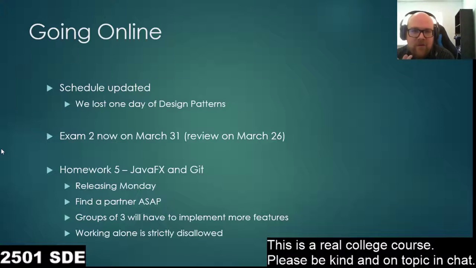But anyway, back to homework 5. So preferably a group of 2. A group of 3 will be allowed, but you will have additional requirements. Certainly, I won't be taking pictures of any students, by the way. This is part of why I'm doing Twitch, so that students' video cameras don't come up here at all. From there, working alone is strictly disallowed on homework 5 because we will be using Git. Part of it is learning how to work with another student.